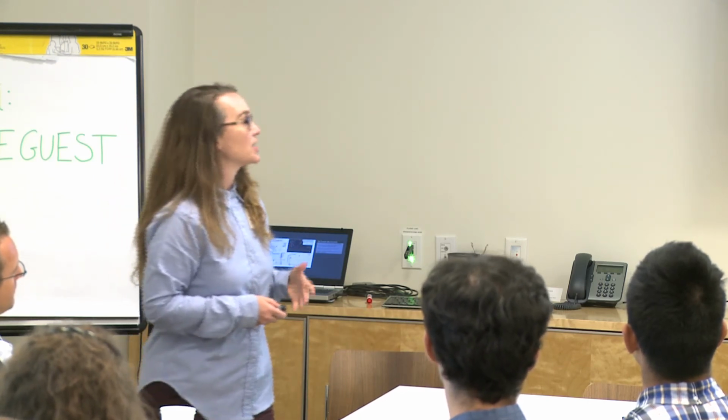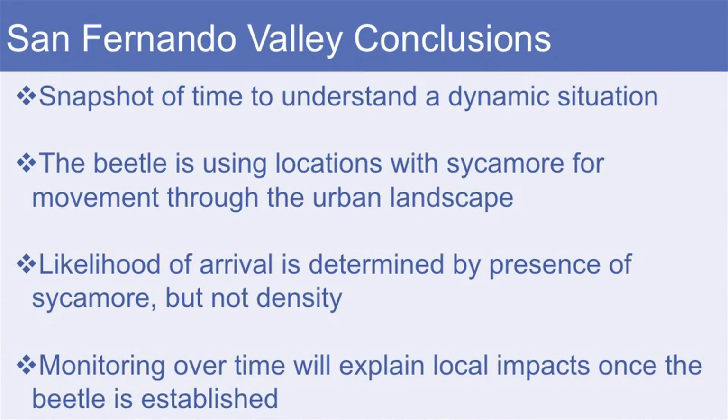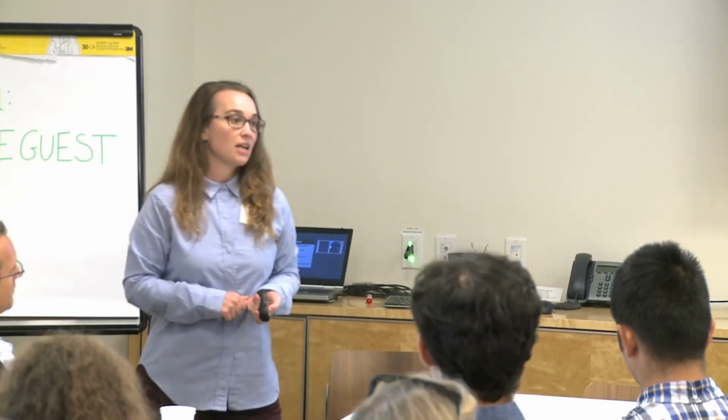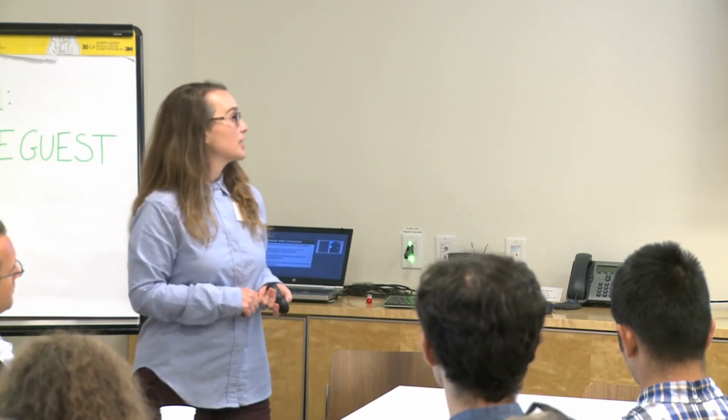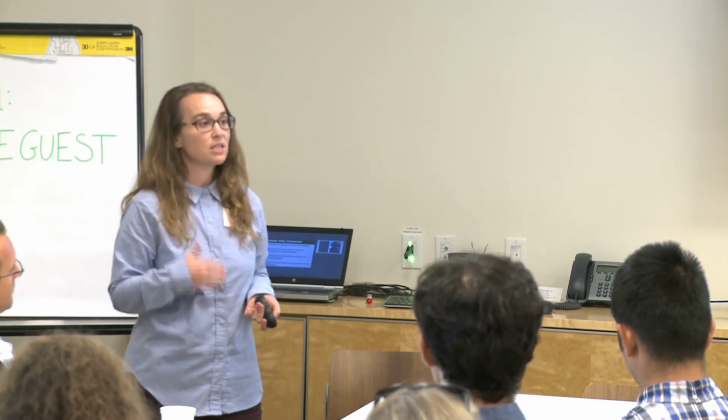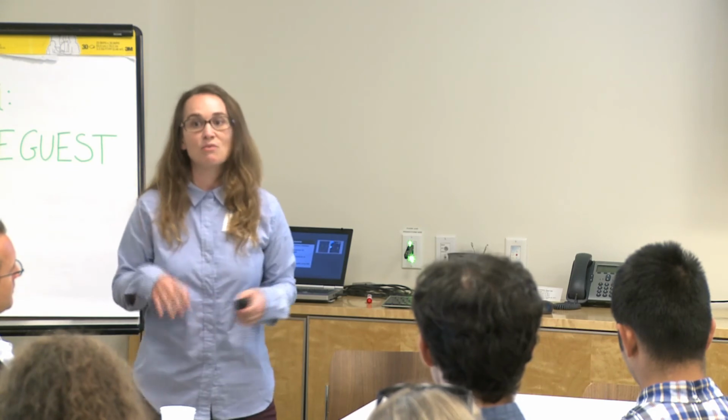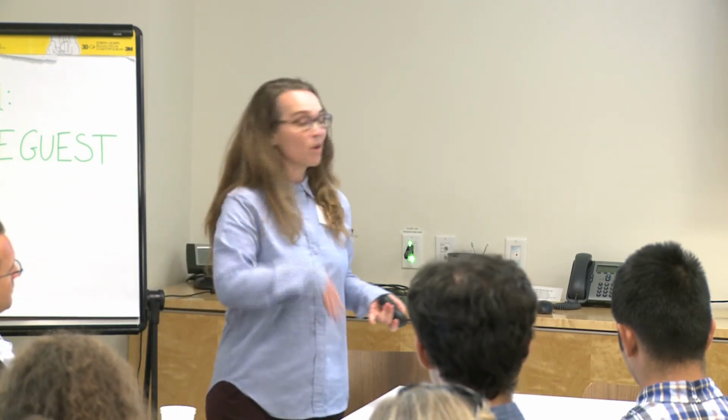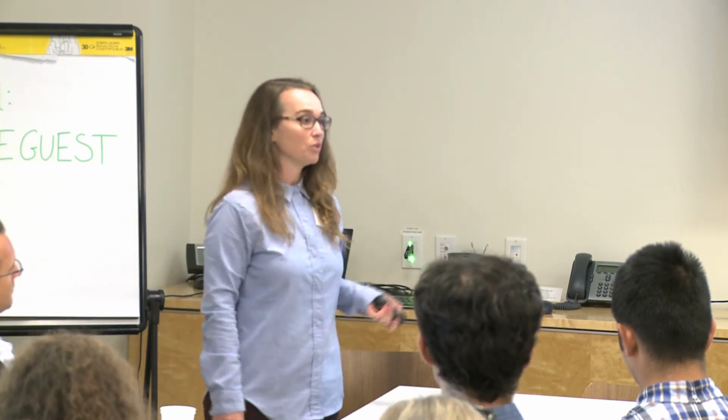But again, what it's suggesting is at least the presence. So yes, the beetle is using locations with sycamore for movement. The likelihood of arrival is determined by the presence of sycamore, but not the density. And so monitoring these locations over time will give us a better understanding of impacts once the beetle is established in these individual locations.